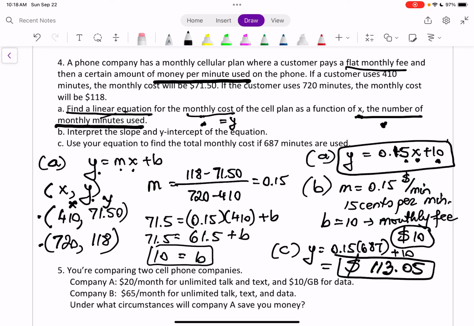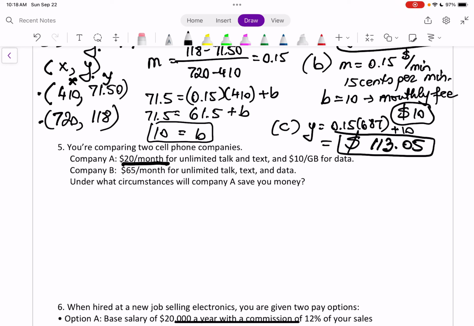Company A charges $20 a month, so that's your flat fee, for unlimited talk and text, and then $10 per gigabyte for data. Company B just charges $65 for unlimited talk, text, and data. So here you pay $65 no matter how much data you use. In Company A, you pay $20 a month, so that's your flat monthly fee, but then it charges you $10 per gigabyte for data. So under what circumstances will Company A save you money?